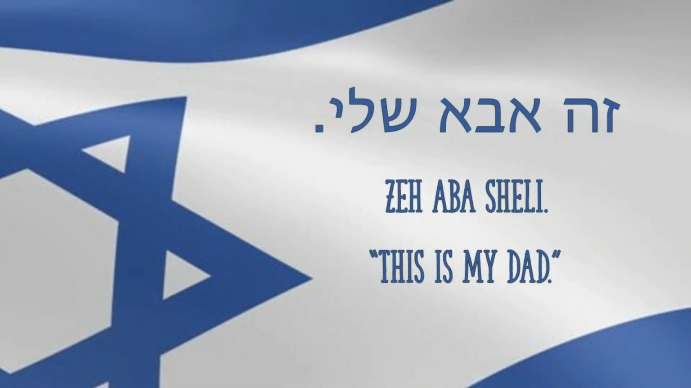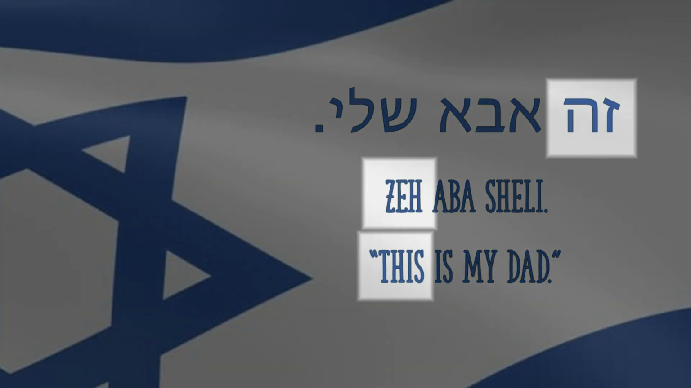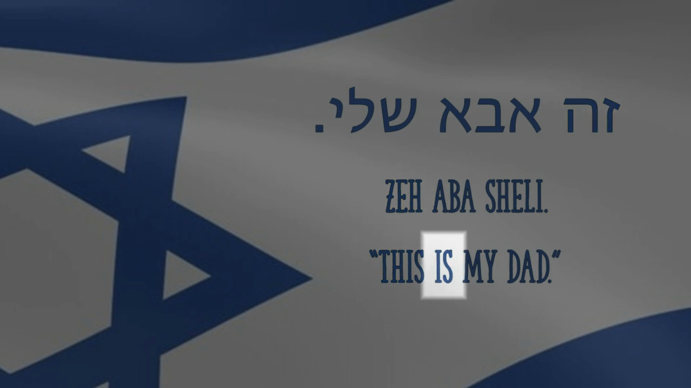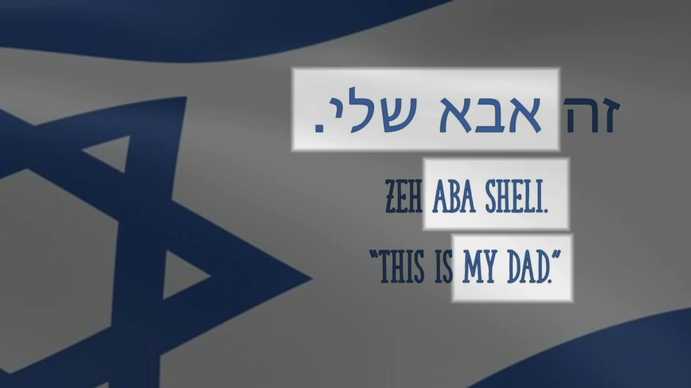For example, I can say, Ze Abba Sheli, meaning this is my dad. Ze, or this, is the subject, and then we have a be verb in English, is, which doesn't exist in the present tense in Hebrew. And then we have Abba Sheli, which means my dad, which is the subject complement. You don't need to note these big words, but it's basically the rest of the predicate.